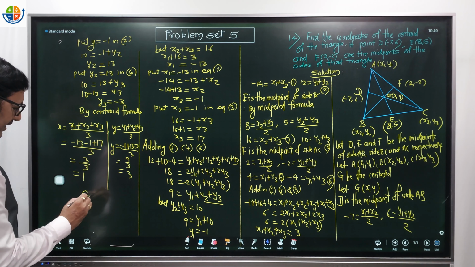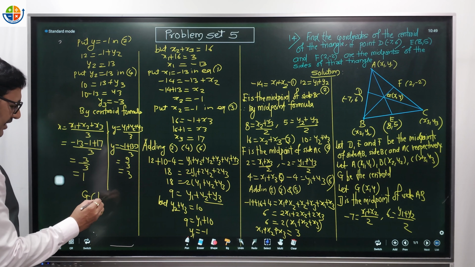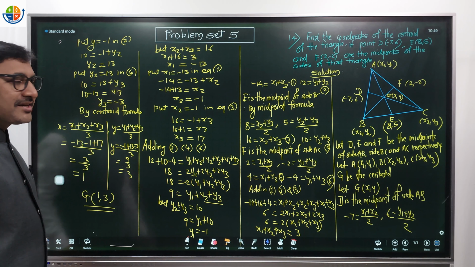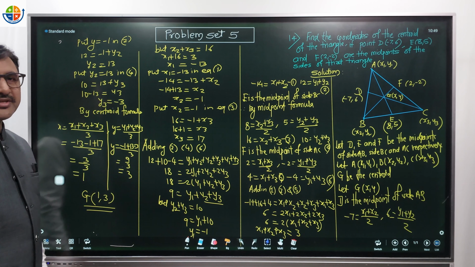तो लास्ट में हमें क्या लिखना है? सेंट्रॉइड के कोऑर्डिनेट्स G having coordinates (1, 3). So these are the required coordinates of point G, students.